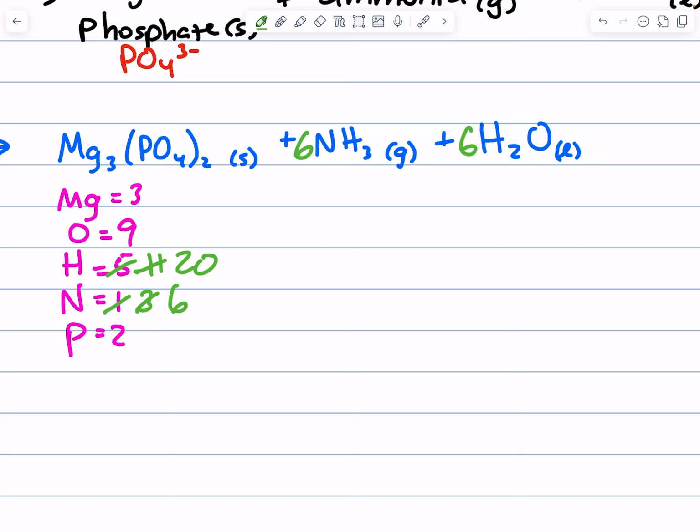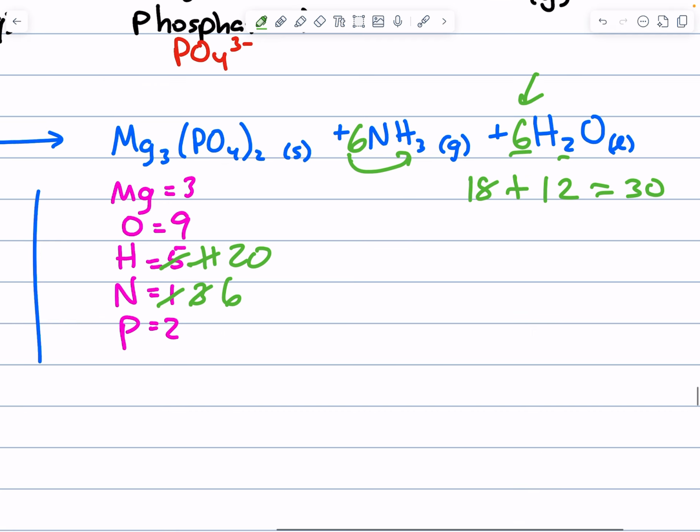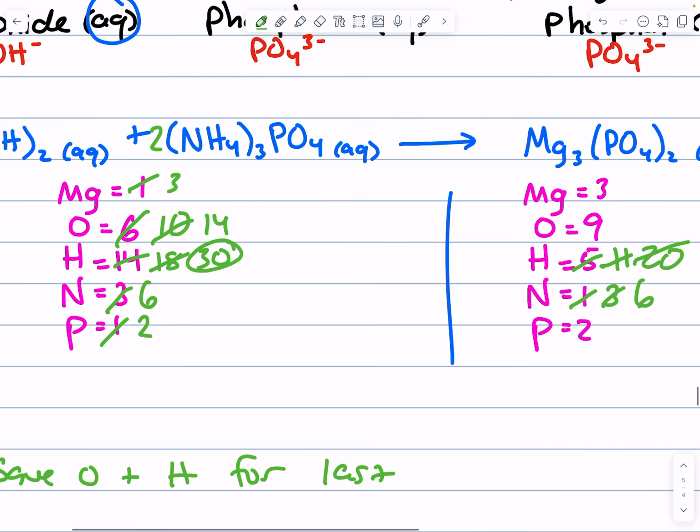I'll go even higher. Let's go to 6. 6 times 2 gives me 12. Plus, what's 6 times 3? 18. This gives me 30. So if I put a 6 in front of the H2O, this makes my H's become 30, which it is on this side, so I balanced it. So this guy is good. This guy is good. This guy is good.